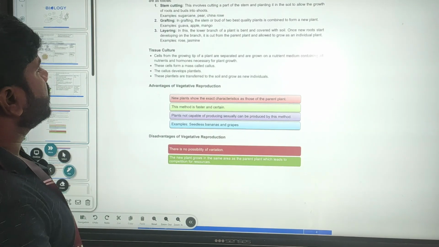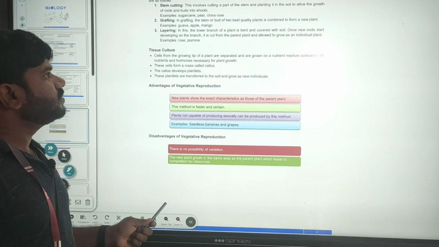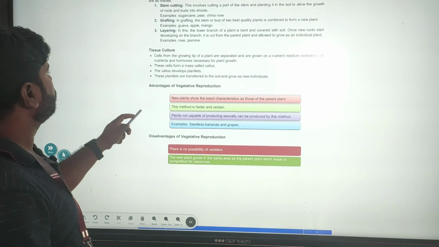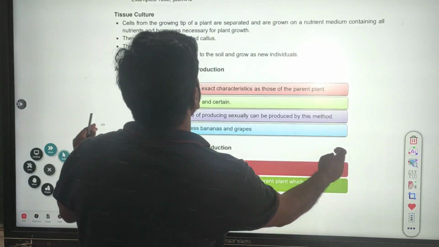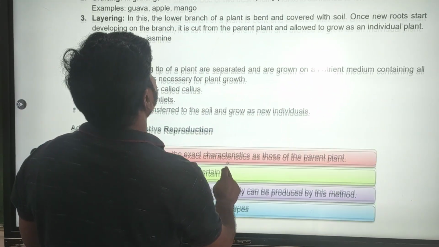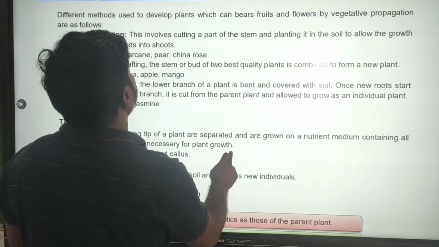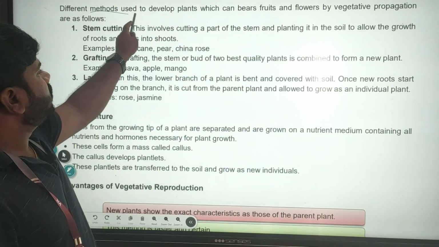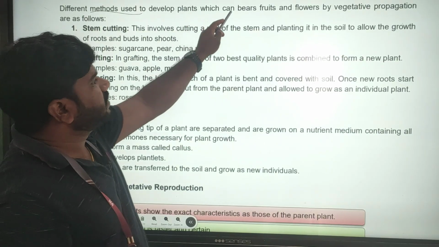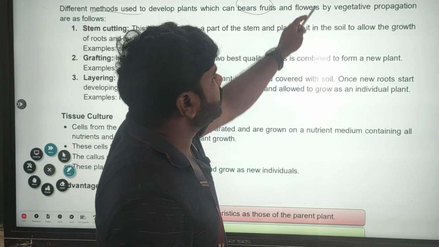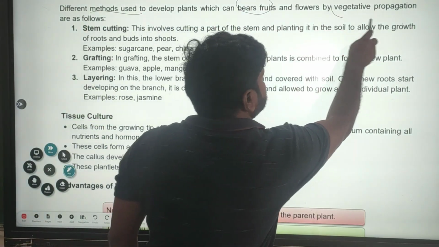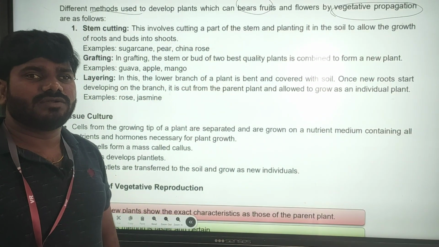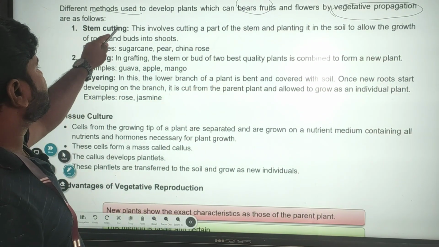Moving forward, different methods used by the plant to develop plants which bear fruits and flowers by vegetative propagation. So different methods also we can see the plant will grow through vegetative propagation, like stem cutting.